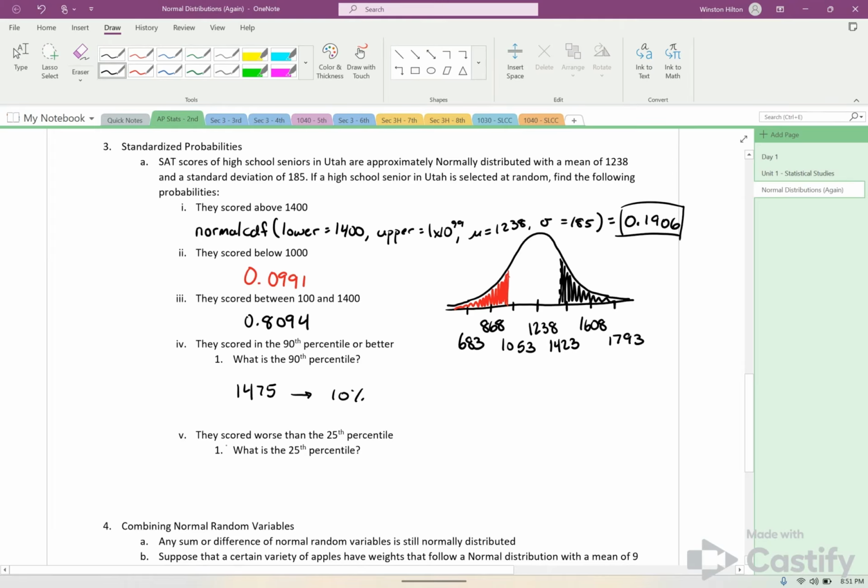Now, what is the probability they scored worse than the 25th percentile? Well, by definition, that's going to be 25%. What is the 25th percentile? Well, to do that, we're going to have to use that inverse normal function again.